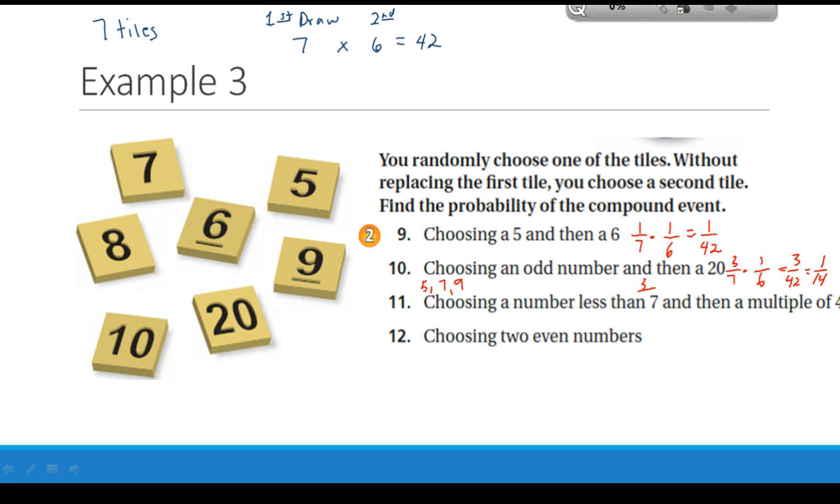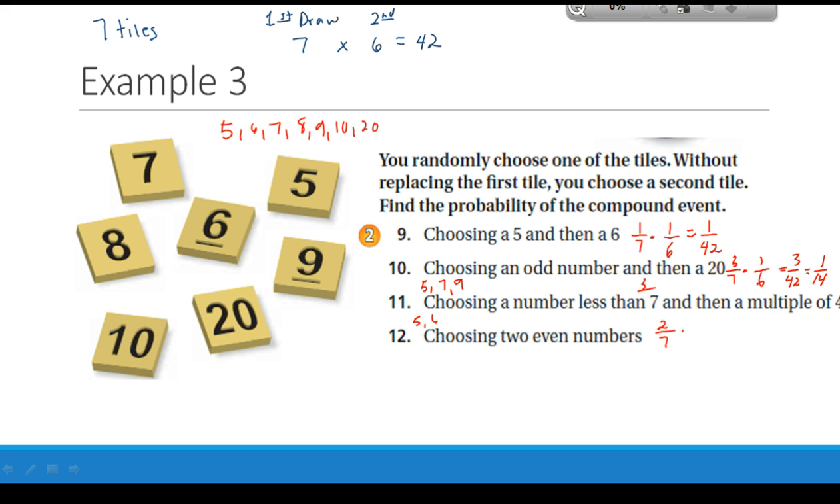Okay, choosing a number less than 7. So which numbers are less than 7? Okay, let's put these numbers in order. That might help things out. We have a 5, 6, 7, 8, 9, a 10, and a 20. So numbers less than 7 would be just 5 and 6, right? 5 and 6 are less than 7. And there are 2 possible choices, and there are, again, 7 tiles.